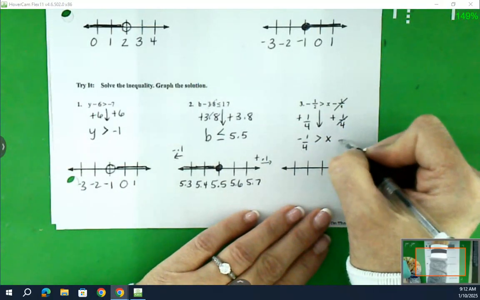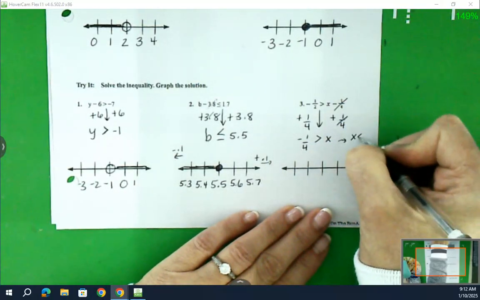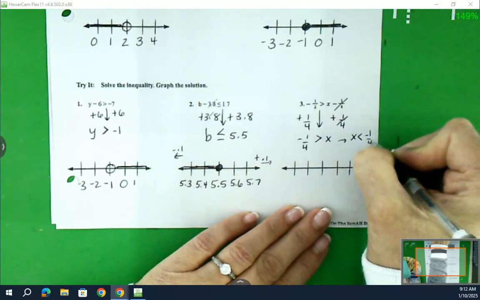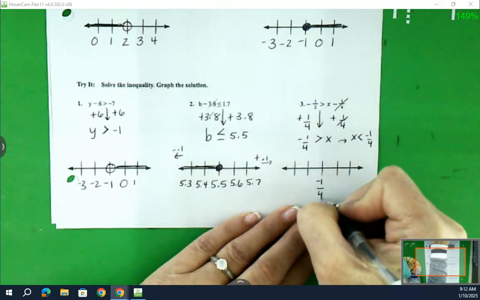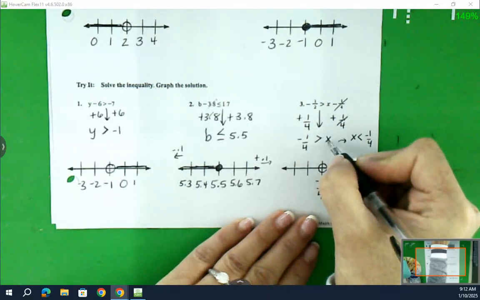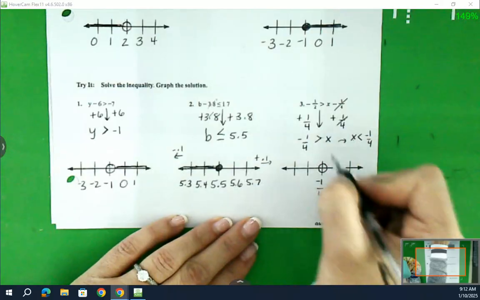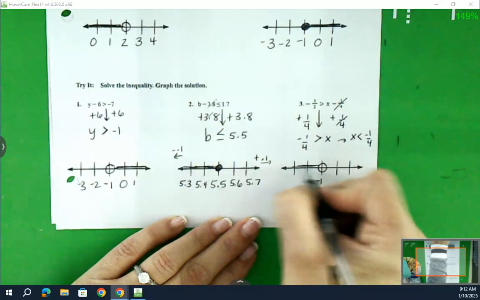Again, to rewrite this math problem, we'd have x is less than, because the pointy part is next to x, negative 1/4. We're going to write negative 1/4 here in the center. It's going to be an open circle because there's no equal sign, and x is less than, so we're going to shade to the left.